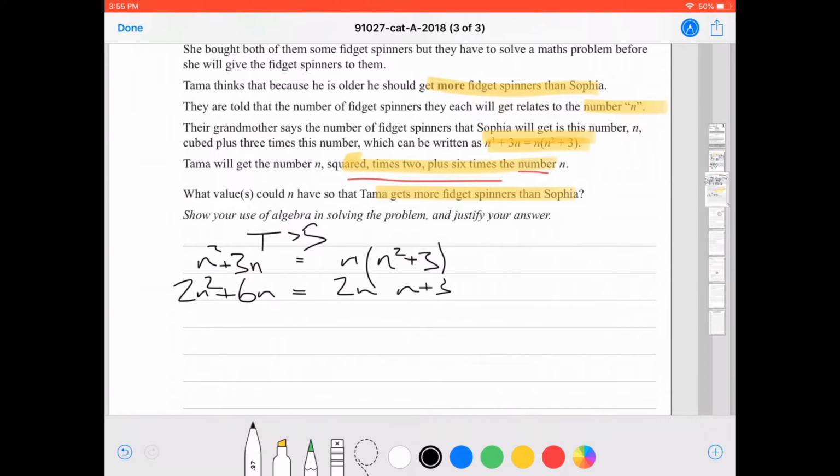So they're saying what values could n have so that Tama gets more fidget spinners than Sophia? We're going to use our equation t is greater than s. So this is s and this is t, right? And so let's use our unfactorized expressions. 2n squared plus 6n is greater than n cubed plus 3n.